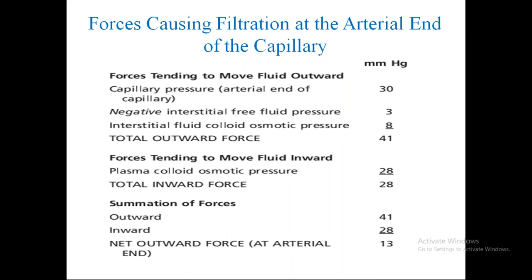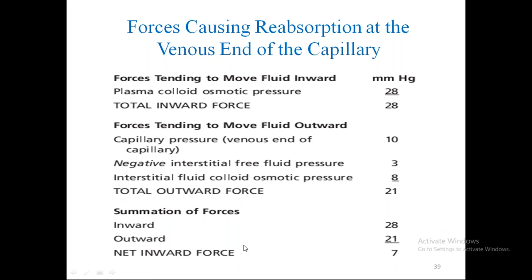Now, forces causing reabsorption at the venous end of the capillary. The force tending to move fluid inward is plasma colloid osmotic pressure, which is 28 millimeter of mercury. Forces tending to move fluid outward: capillary pressure at the venous end is 10 millimeter of mercury, negative interstitial fluid pressure is 3 millimeter of mercury, and interstitial fluid colloid osmotic pressure is 8 millimeter of mercury. So the total outward force is 21, and the net inward force is 7 millimeter of mercury, which tends to force fluid inward by reabsorption. Less reabsorption pressure is required to force fluid inward.